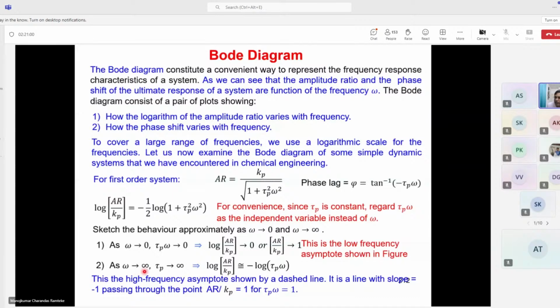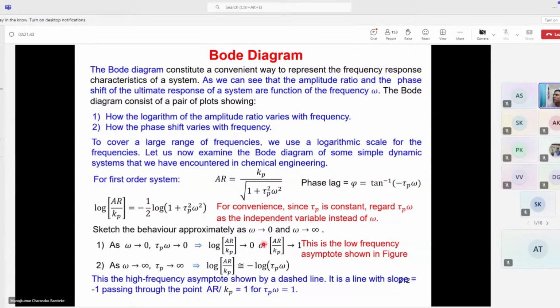And when omega tends to infinity, this particular term is dominating over 1. So we can neglect this 1 because tau p square omega square is very large compared to 1. In that case, I am having log of tau p square omega square. So this 2 can come out here, so 1 by 2 will get cancelled out with 2. So what am I going to get? Minus log of tau p omega. So now if I look at this particular equation, what does it mean? If I plot log AR by Kp versus tau p omega, it will have a slope of minus 1. That's what it means. Again, this is the low frequency asymptote, whereas this is the high frequency asymptote.